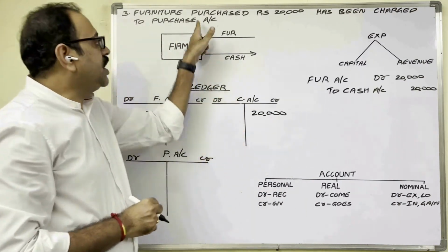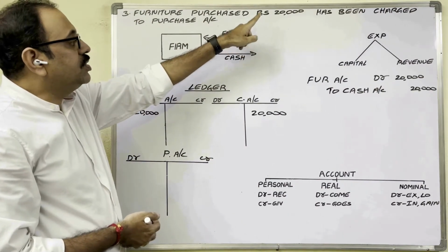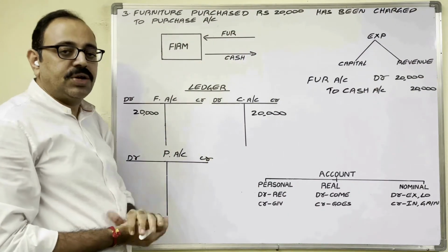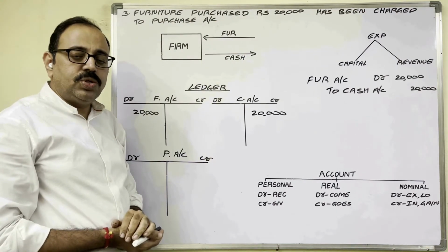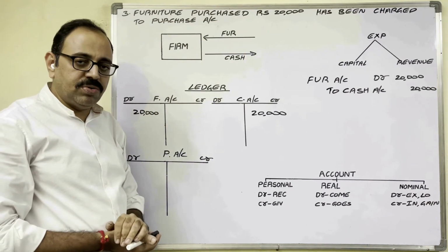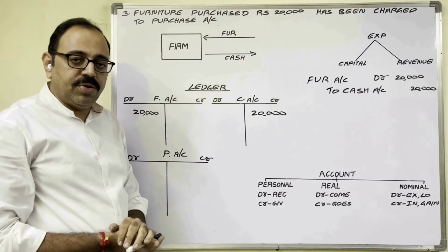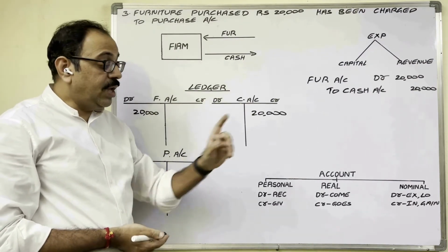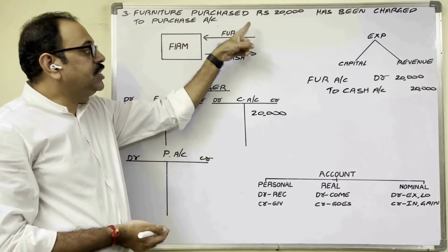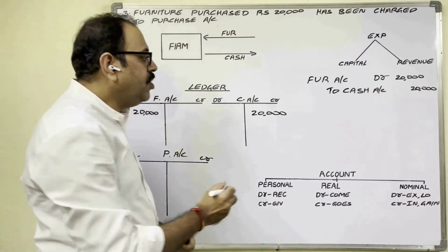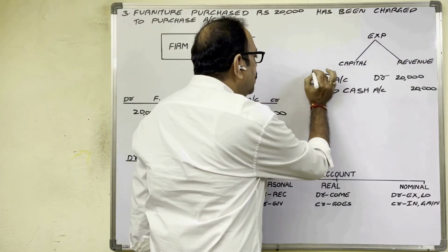Now observe the mistake. Furniture purchased 20,000 has been charged to purchases account. The accountant thought that we incurred one expenditure. So the expenditure name is purchases account. Purchases account is a nominal account. Nominal account rule: debit all expenses and losses, credit all incomes and gains. This is purchase expenditure. Therefore, he debited purchases account.